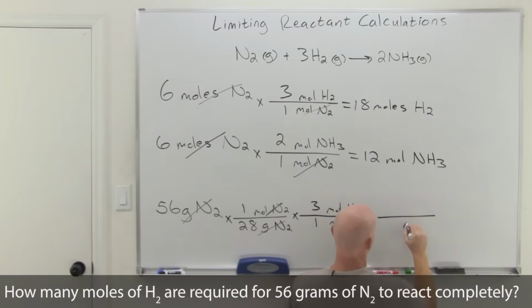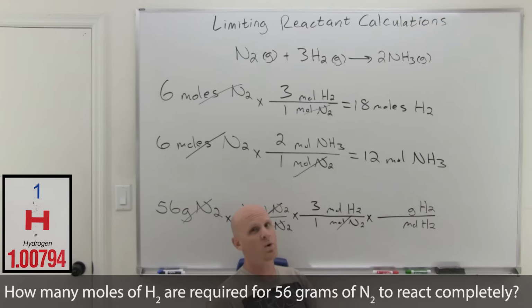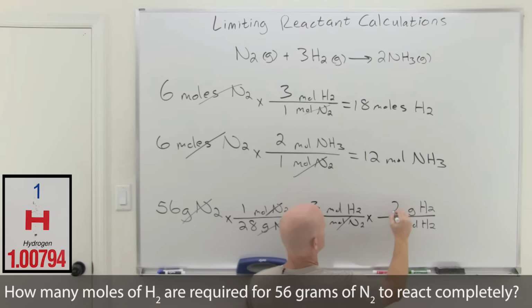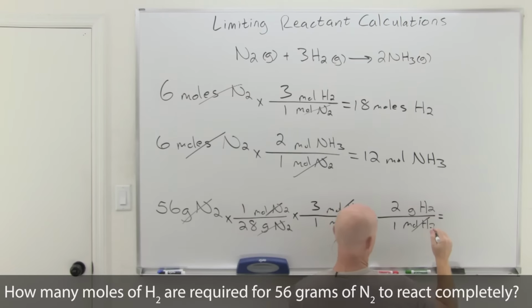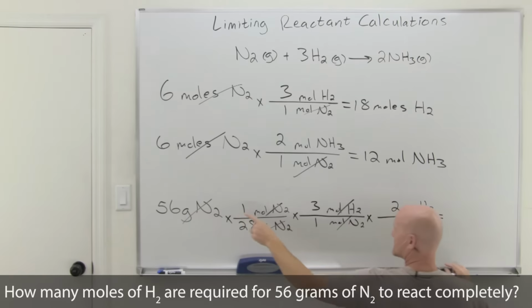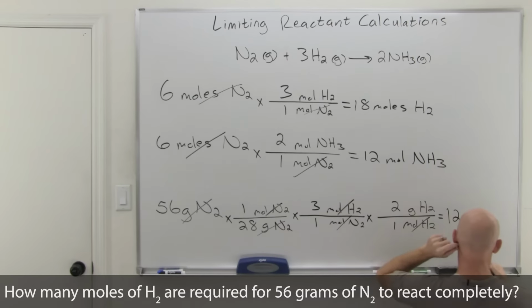And to convert from moles of H2 to grams of H2, again, the connection between moles and grams is always the molar mass. A single hydrogen atom has a molar mass of 1 gram per mole, but we have H2 diatomic, and so 1 mole weighs 2 grams. And so in this case, we'd get, again, 56 divided by 28 was 2, times 3 is 6 moles, and times 2 gets us 12 grams of H2.